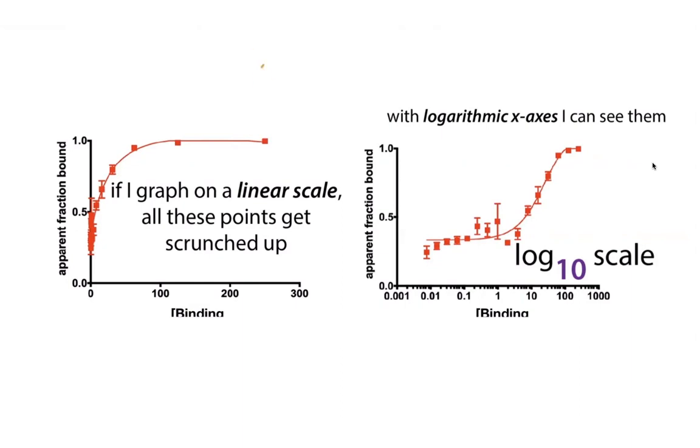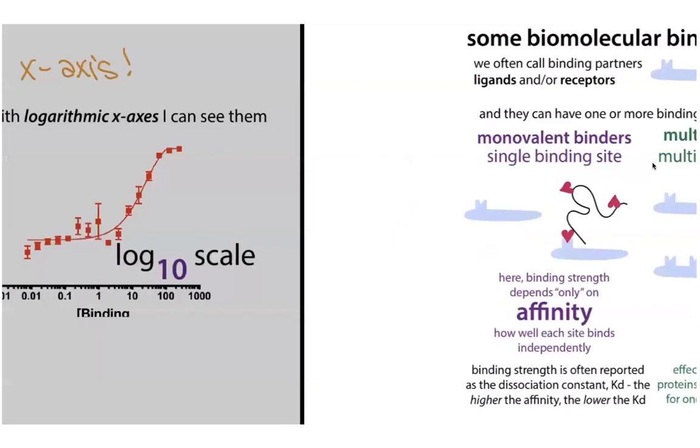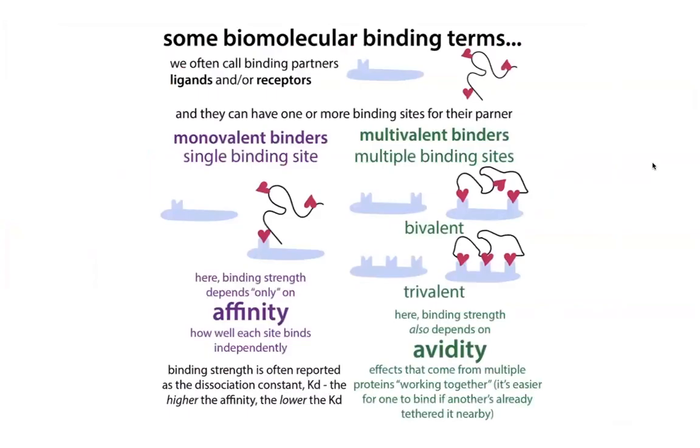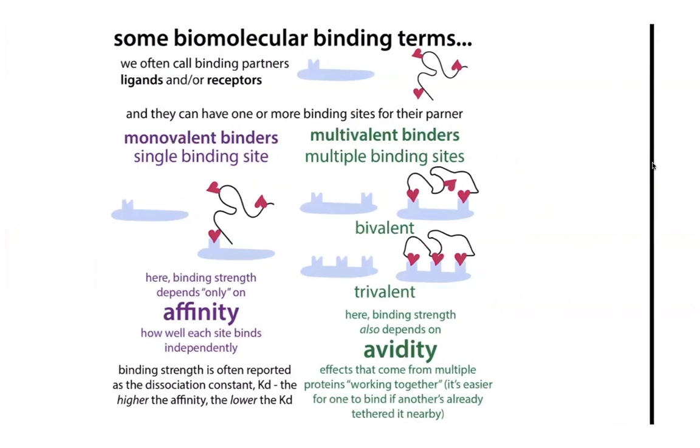Now, you always want to make sure that you're looking at the axis. So look at your x-axis. See if you are in log or if you're in linear. If you're in linear, you should see a hyperbolic graph if there's a single site. And if you're in log, you should see a sigmoidal. You might see a sigmoidal if you're in linear scale if you have something that has multiple binding sites and shows cooperativity. We'll get much more into this when we talk about hemoglobin.